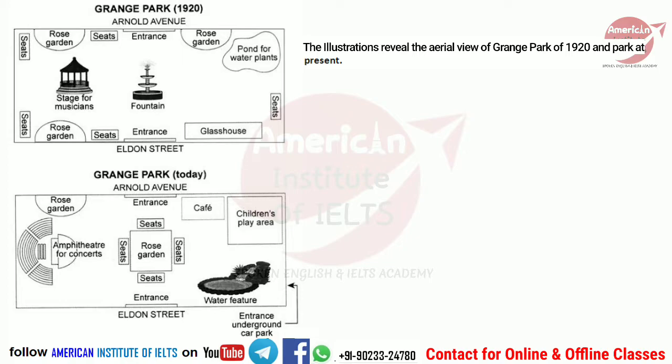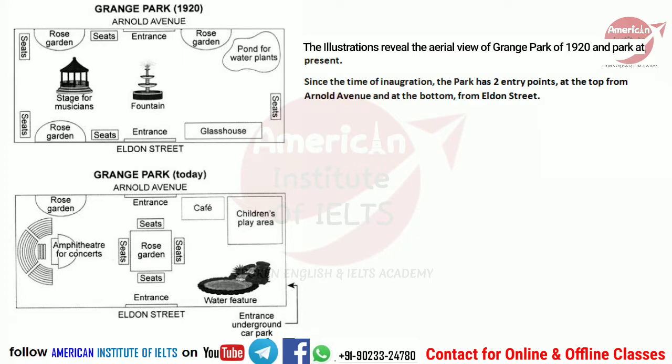Now we will talk about things which were present. Since day one, or since the time of inauguration, the park has two entry points. I am writing this because these points are still present: at the top from Arnold Avenue and at the bottom from Eldon Street. However, at present the park has an additional gate from the underground car parking at the lower right corner.